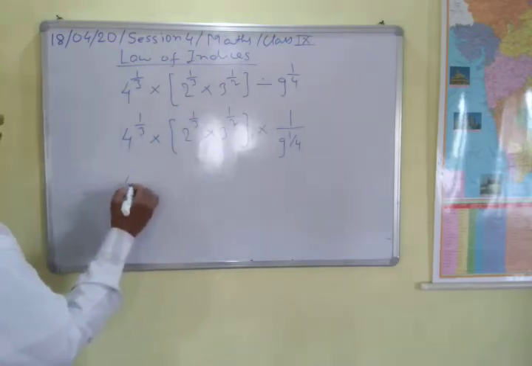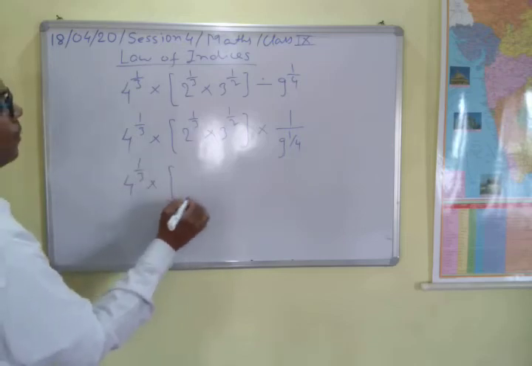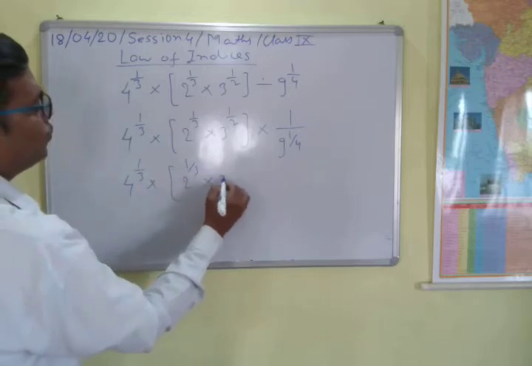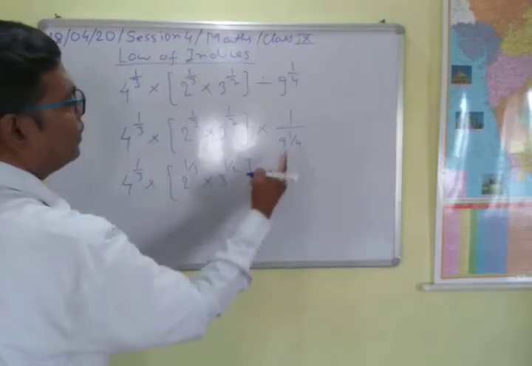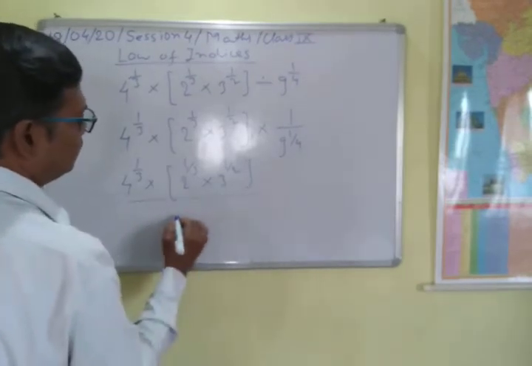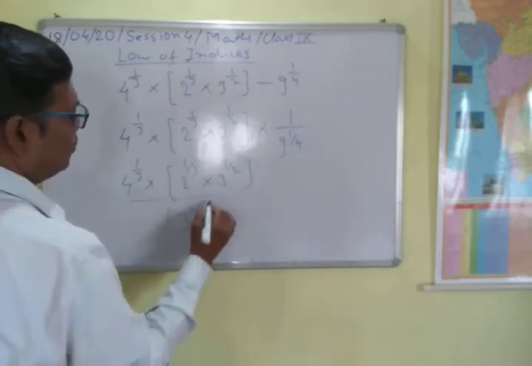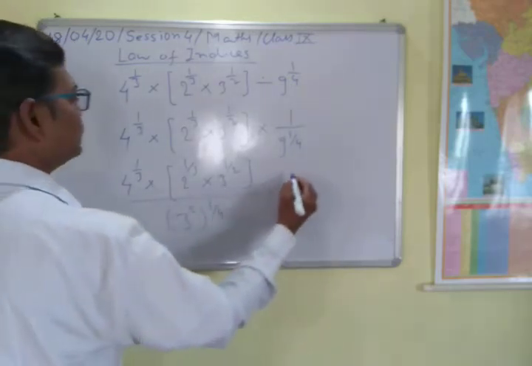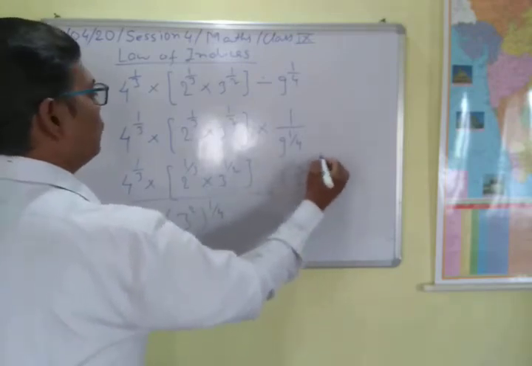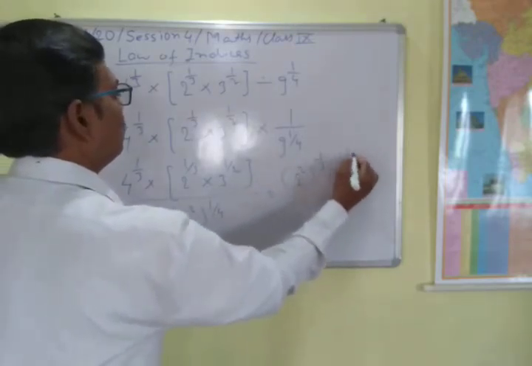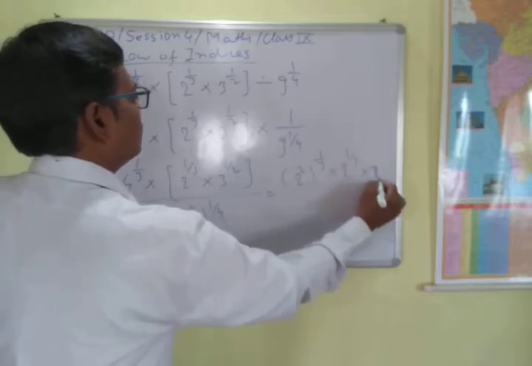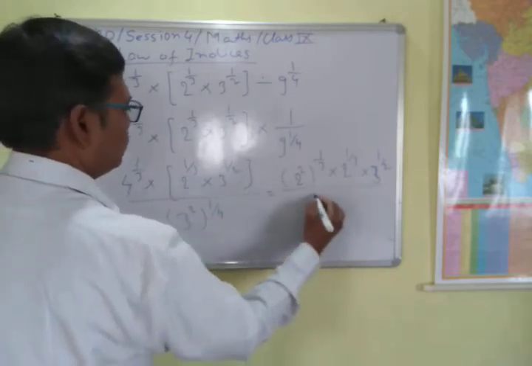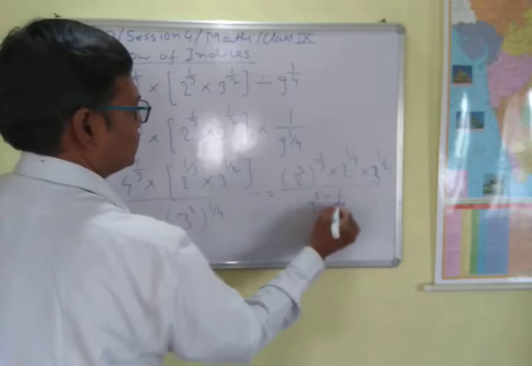And next, 4 to the power 1 by 3 into 2 to the power 1 by 3 into 3 to the power 1 by 2, and this will be equal to, you can write here 3 square to the power 1 by 4. Then this can be written as 2 square to the power 1 by 3, and this will be 2 to the power 1 by 3, and 3 to the power 1 by 2 by, and this will be 3 to the power 1 by 2.